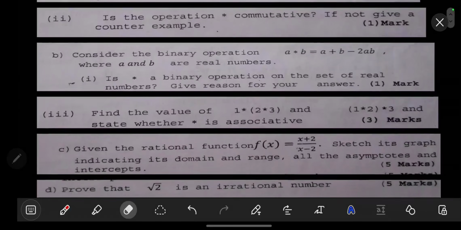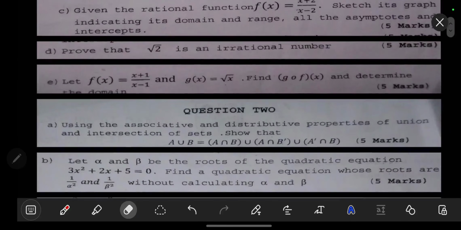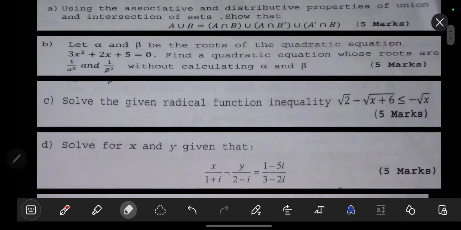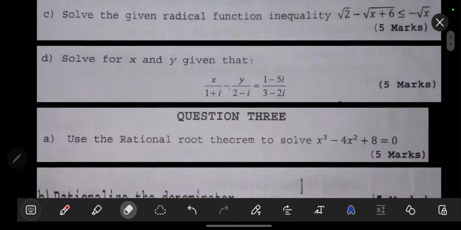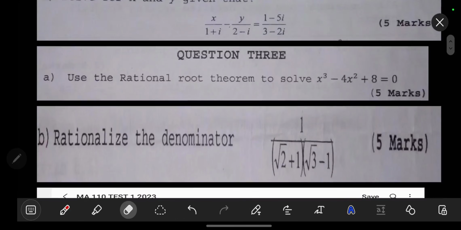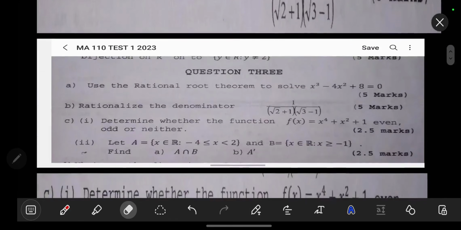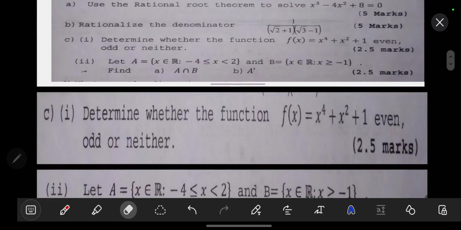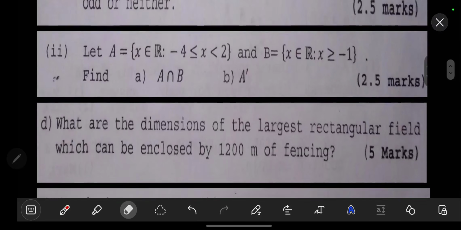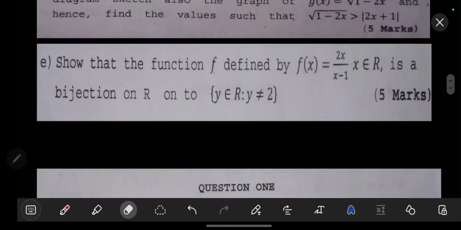So here today we are going to do another full paper, which is the 2023 paper for MA110. So if you're doing NS, this is a really good paper that will help equip you for your test and exam preparation. So all these questions are going to be covered.